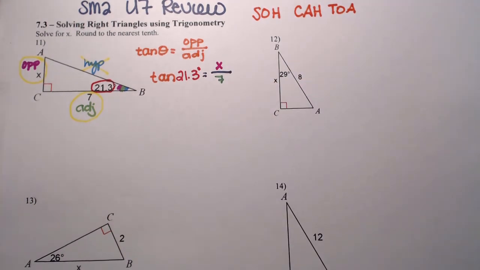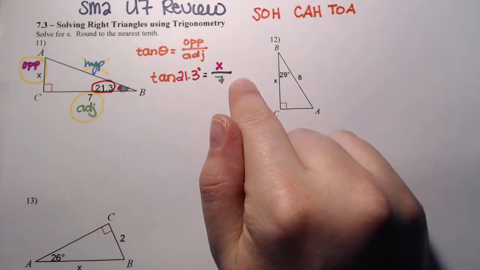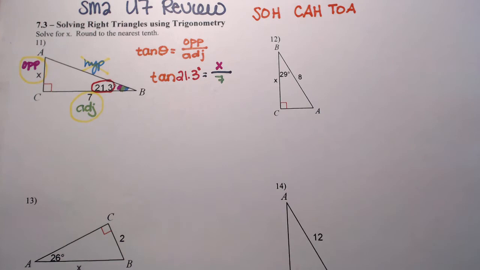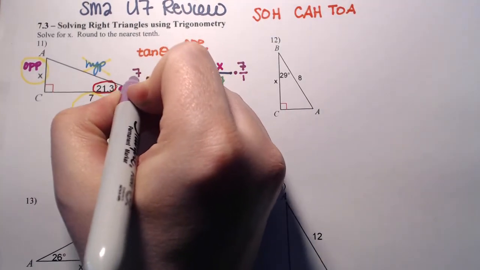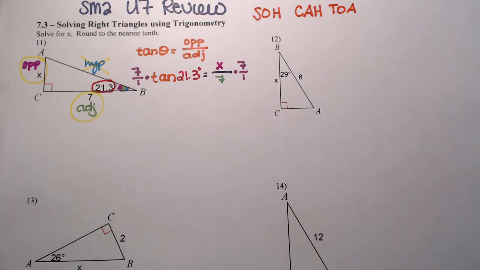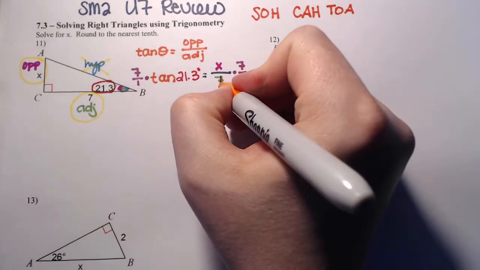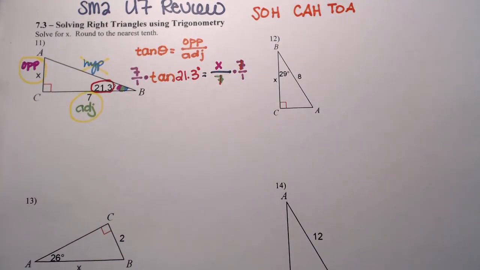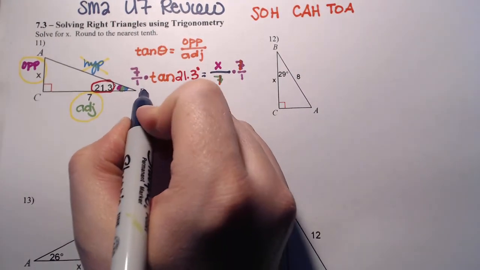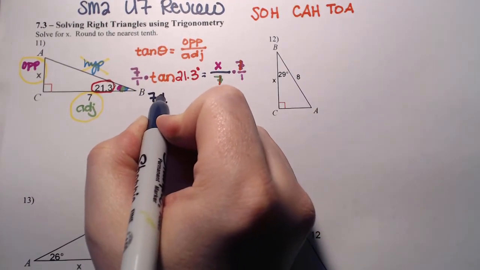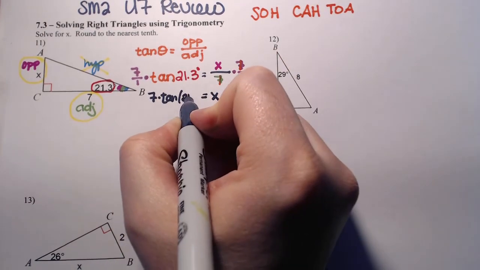Now I need to look at it as an equation where I'm solving for x. I have an x over here, and it's being divided by 7. So to undo that, I'm going to multiply both sides by 7, because 7 divided by 7 is 1. So that's going to reduce. So I only have an x value on that side now. And on this side, I have 7 times tangent of 21.3.